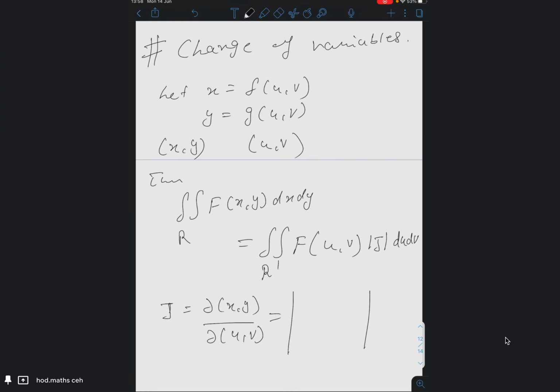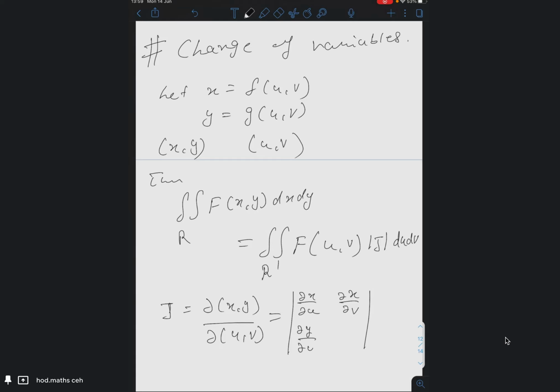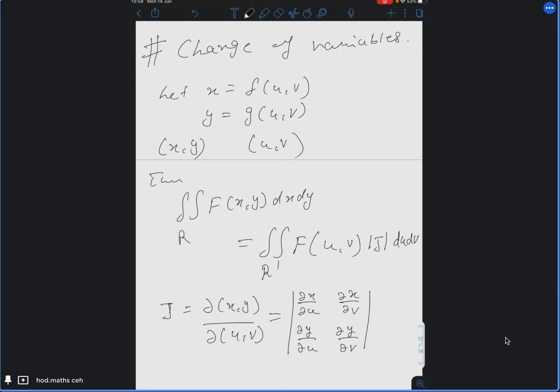Dou x by dou u, dou x by dou v, dou y by dou u, dou y by dou v. Good. All of you remembered this. So this is what you have, the Jacobian. This is called the Jacobian of the coordinate transformation.